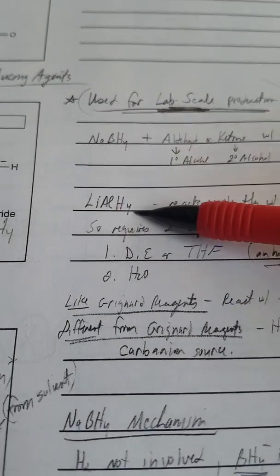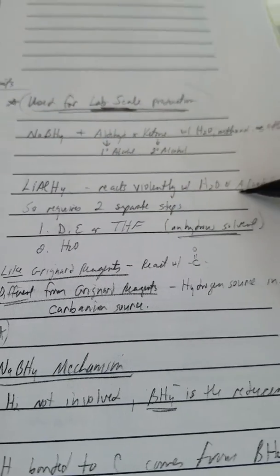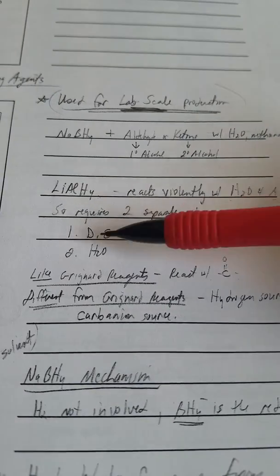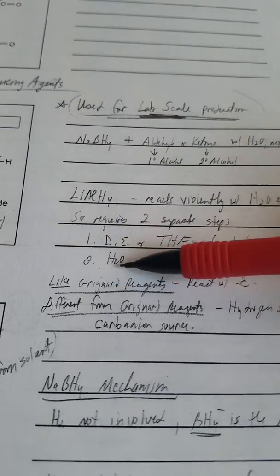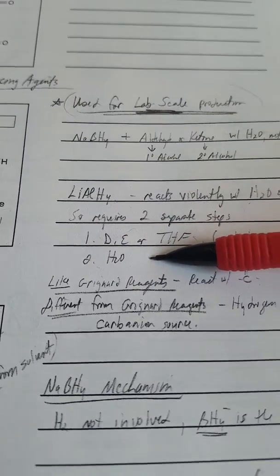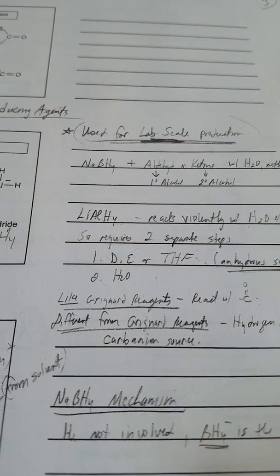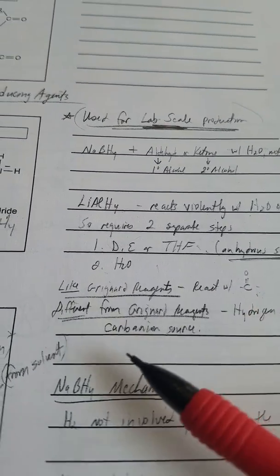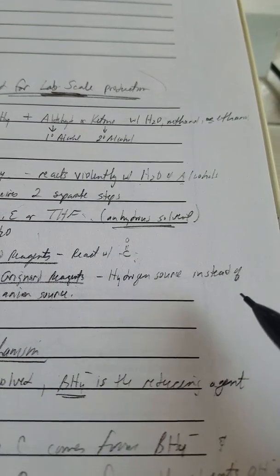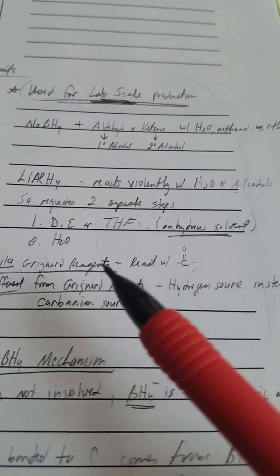Your lithium aluminum hydride reacts violently with water, so we actually have to carry out this process in 2 steps. So you're going to either use a solvent of diethyl ether or tetrahydrofuran, and then you'll use your water. Like the Grignard reagent, you're going to react with the carbonyl carbon, but the difference from the Grignard reagent is the hydrogen source. The Grignard reagent was not the hydrogen source, whereas these metal hydrides are the hydrogen source.